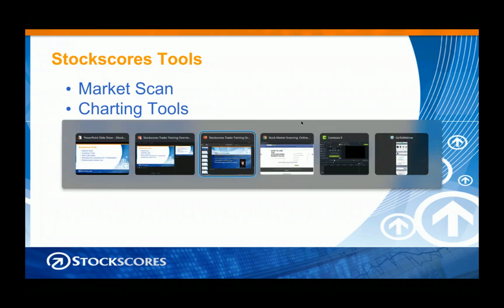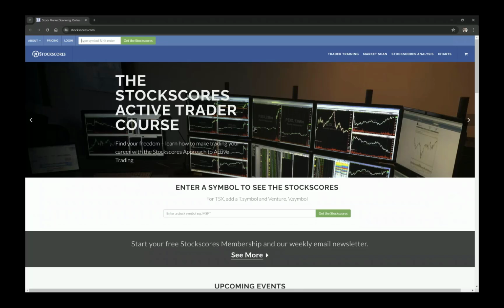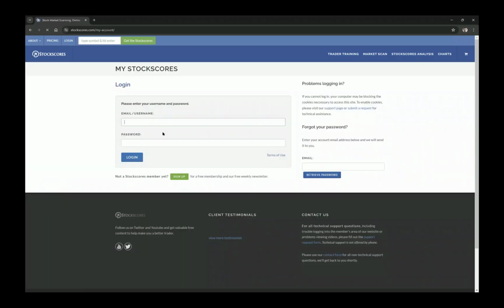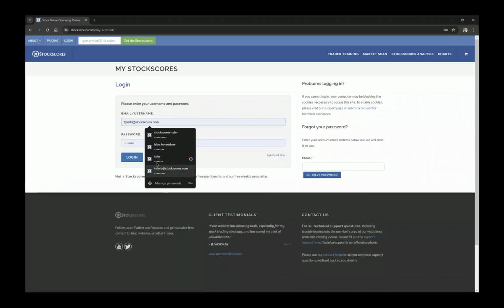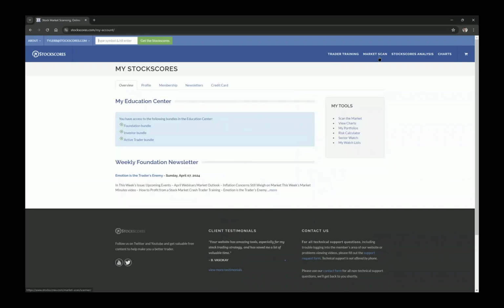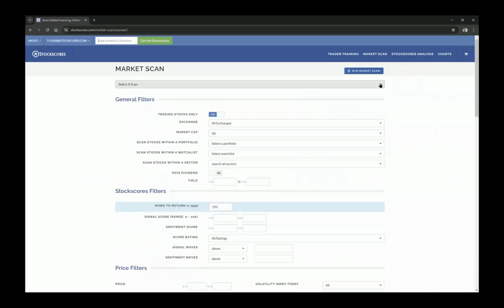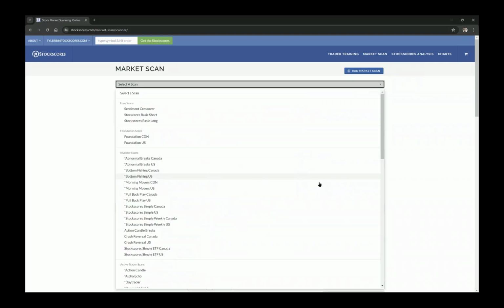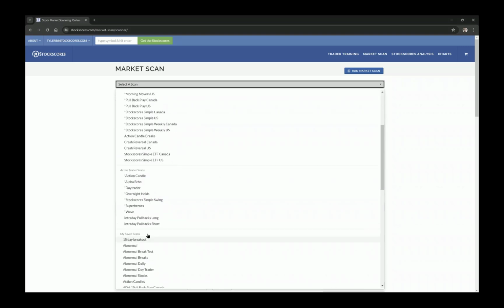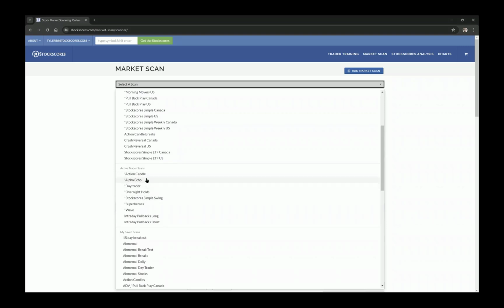So let's jump into the Stockscores website real quick here. I'm going to log in. Of course, you have to be a member to log into the website. Go to the Market Scan tool, and I've got these presets available to me. Look under here, it says Investor Scans. Those are for investors. Now we have active trader scans as well. We do this sometimes, but generally we don't use Stockscores for active trading because there are better real-time tools available.